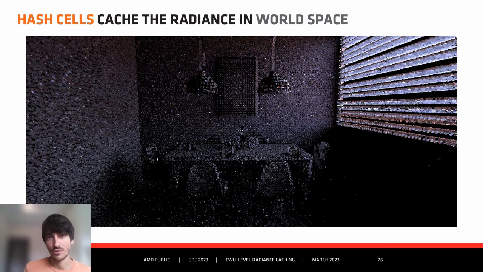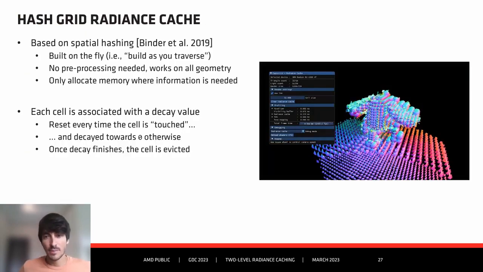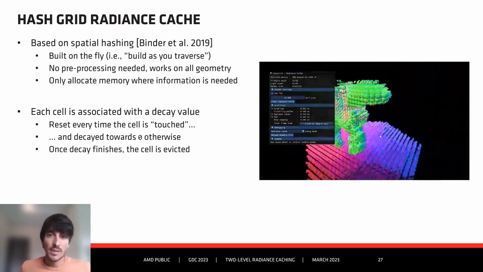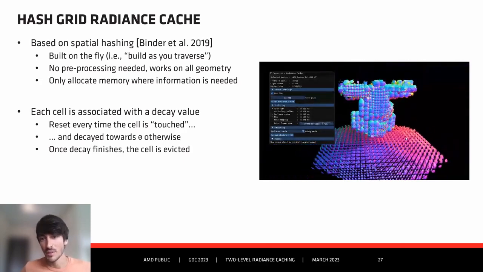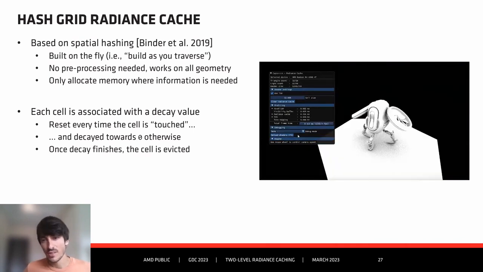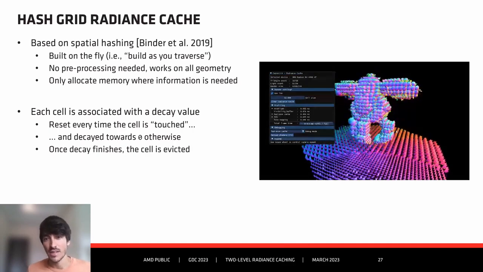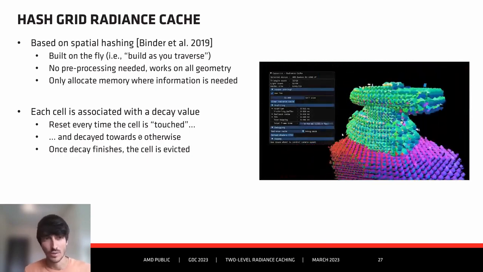And yeah, now we'll be moving on to the hash grid, the second level of radiance caching. So hash grid radiance caching is based on spatial hashing, hence the name. It's entirely built on the fly, or another way of saying it is, built as you traverse. So we don't pre-build anything, and as we trace our rays, if we hit an area of the scene, we simply look if there's a cell existing. If there is not, we create one. If there is one, we use the existing one.